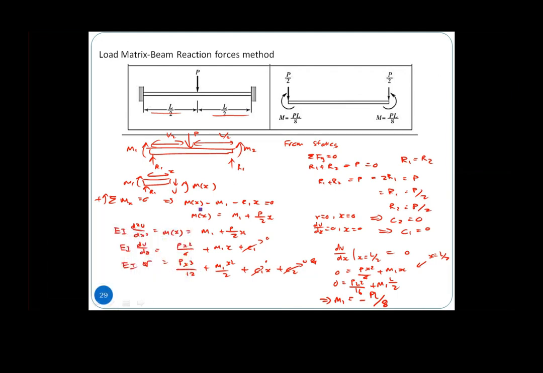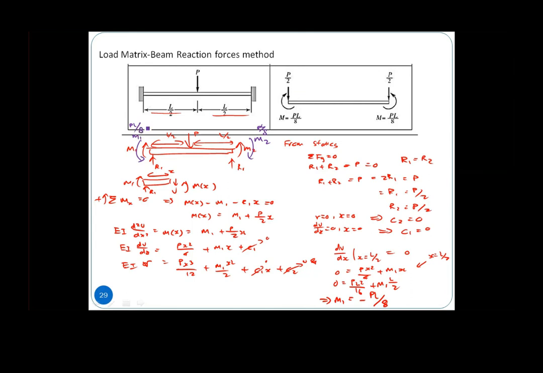So we know that our M1 is negative PL over 8. So whatever we have assumed is positive, so it's going down. So our M1 is PL over 8 coming down. All right, so I have my M1, and M2 is also the same. M1 is at this one, also M2, is PL over 8.